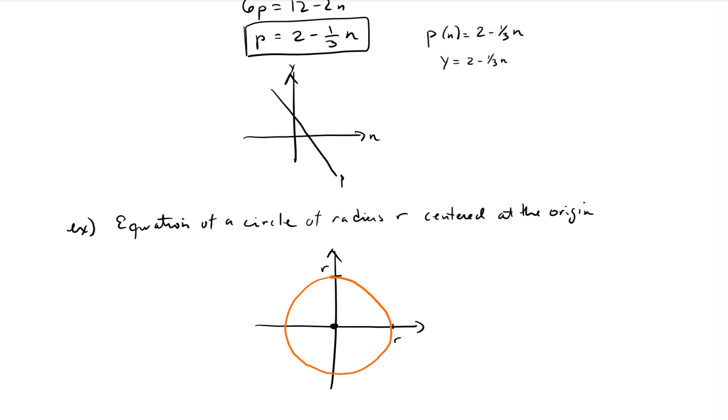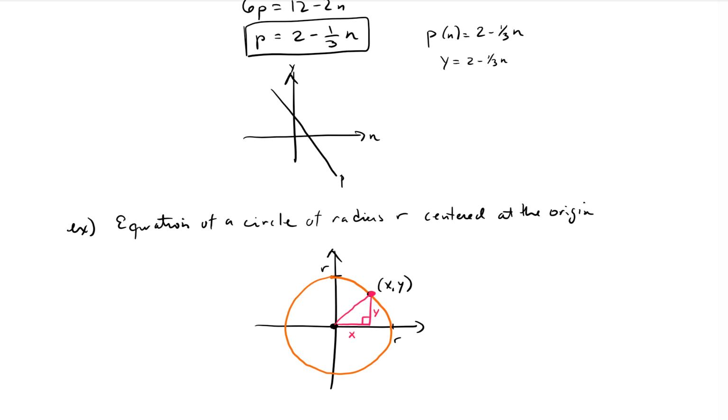This is my circle, and to get the equation of the circle, I need to be able to determine, if I've got a point x, y on that circle, what is the relationship between x and y? And this is very easy to answer. If we draw a right-angled triangle like this, the legs of the triangle are x and y, because x and y are the coordinates of this point right there.